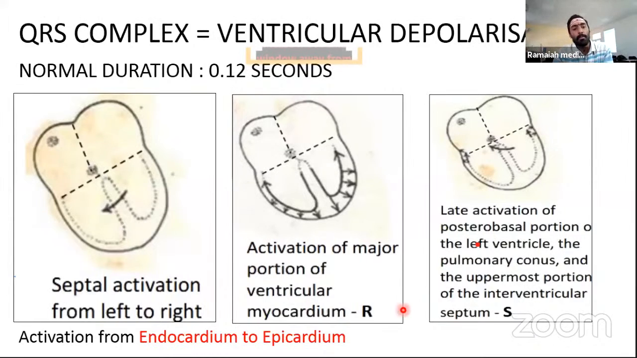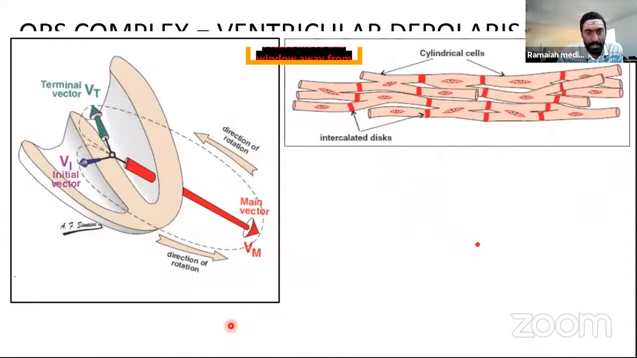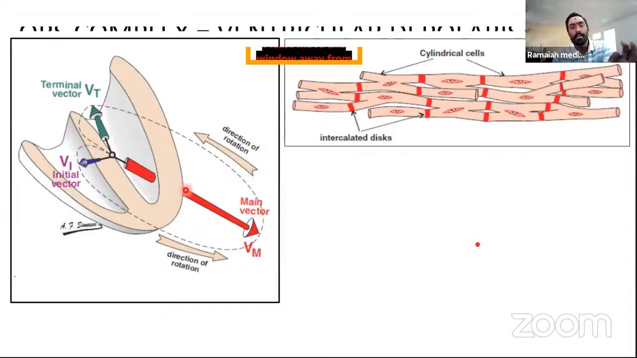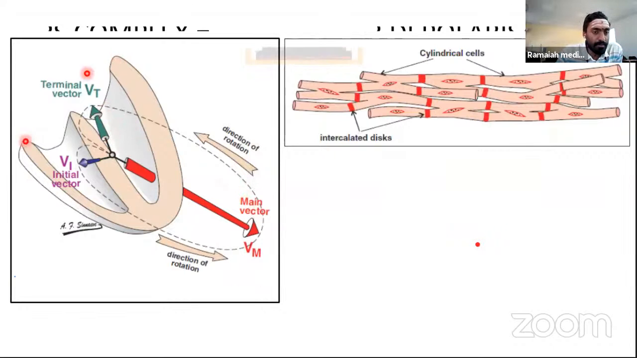Very important to remember is the direction of depolarization. It is always from the endocardium of the heart to the epicardium of the heart. Why is this very important? We will understand when it comes to the T wave. So this is a summary of what is going to happen. The initial vector is towards the left, the septal activation, then the major vector because of the left ventricular mass, and then we have the basal portion of the heart that is depolarized, giving the S wave.